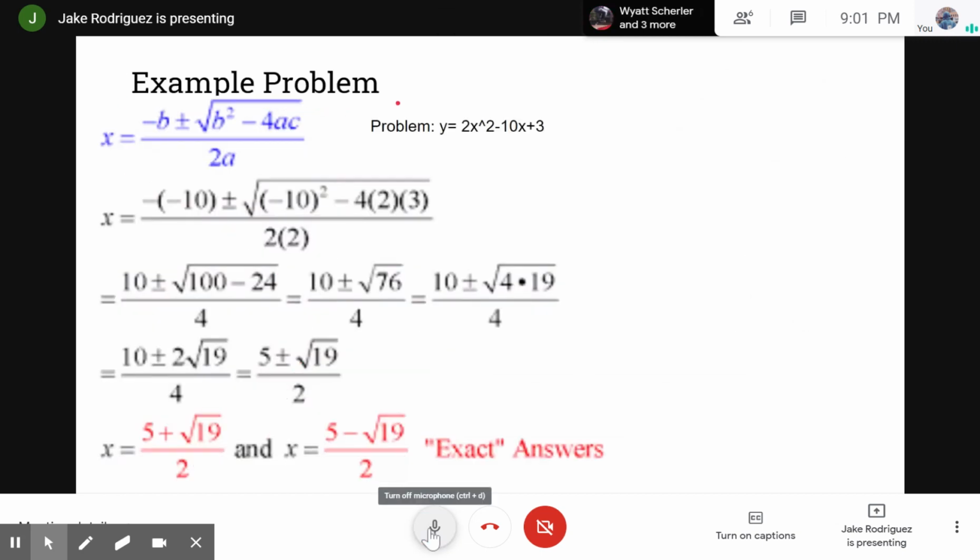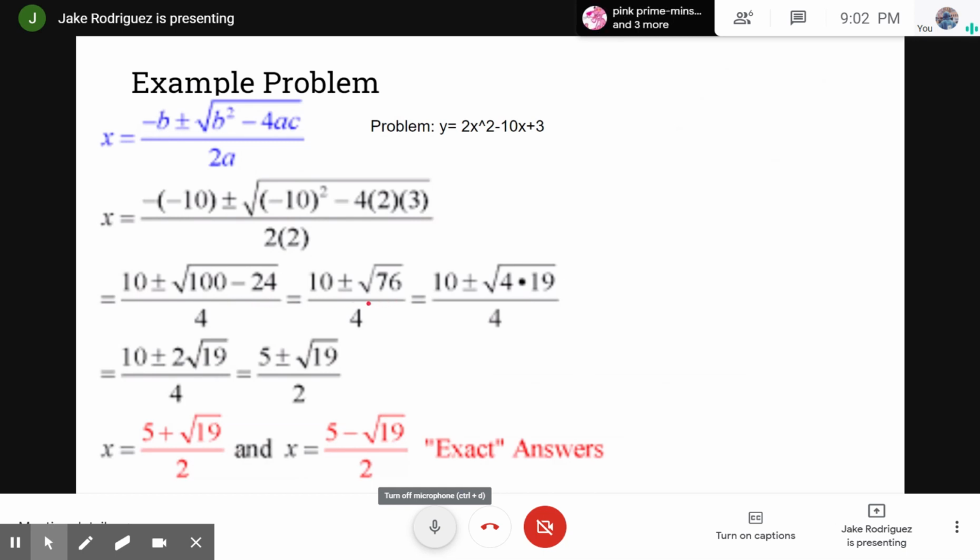The first step would be putting the equation into the quadratic formula. A equals 2, b equals negative 10, c equals 3. Then you would square negative 10, which equals 100, and next you would multiply negative 4 times 2 times 3, which then equals 24. And lastly, you would multiply 2 times 2, which equals 4. Next, you would subtract 100 minus 24, which equals the square root of 76.